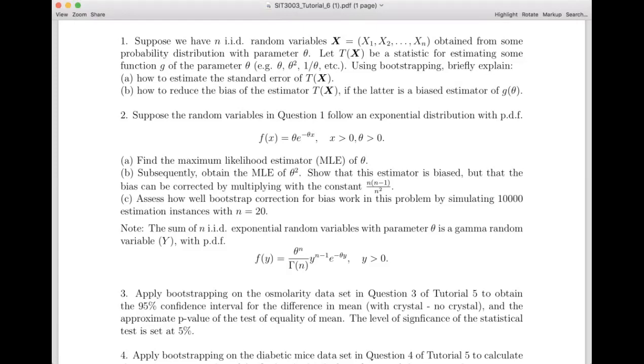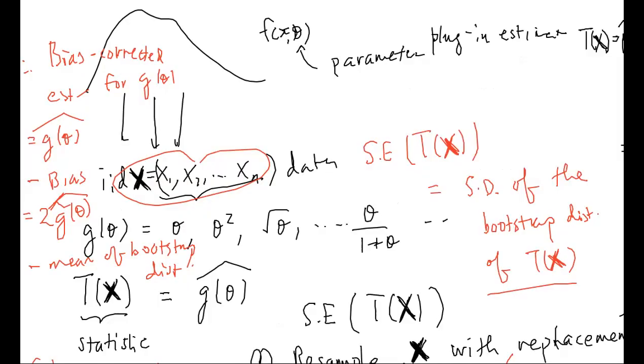Then here you can make use of a mathematical statistics result that shows that the sum of n IID exponential random variables with parameter theta is actually a gamma, okay? So first we try to get the maximum likelihood estimate done first, right?